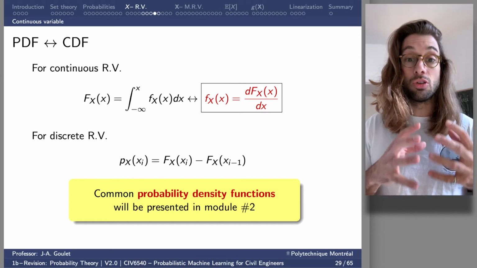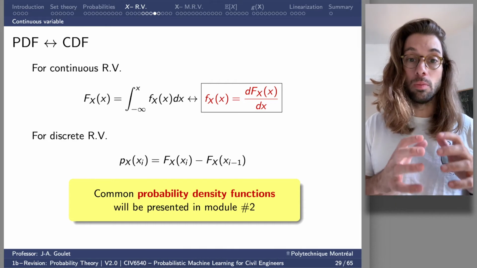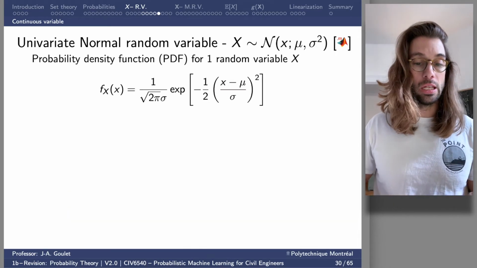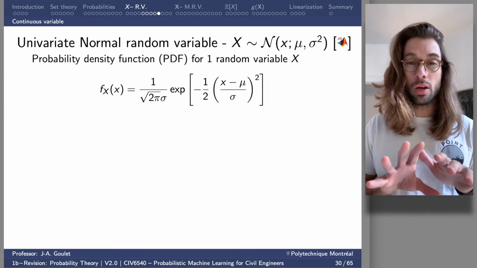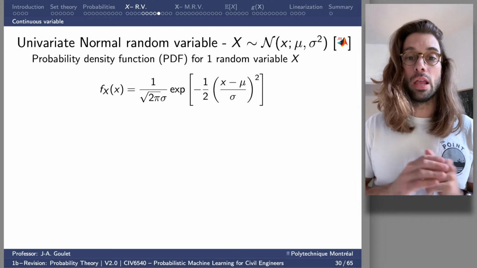Here we're only seeing an overview. We're going to see in greater detail in module 2 the common PDF and CDF families that we're going to use in this course. So for now, just a quick overview. We're just going to see the univariate normal random variable.